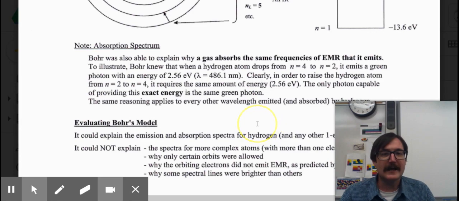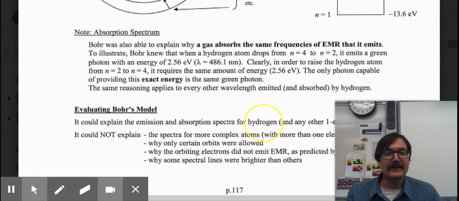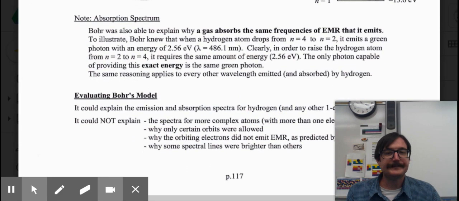Clearly, in order to raise the hydrogen atom from n equals 2 to n equals 4, it requires the same amount of energy, 2.56 electron volts. The only photon capable of providing this exact energy is the same green photon. The same reasoning applies to every other wavelength emitted and absorbed by hydrogen.